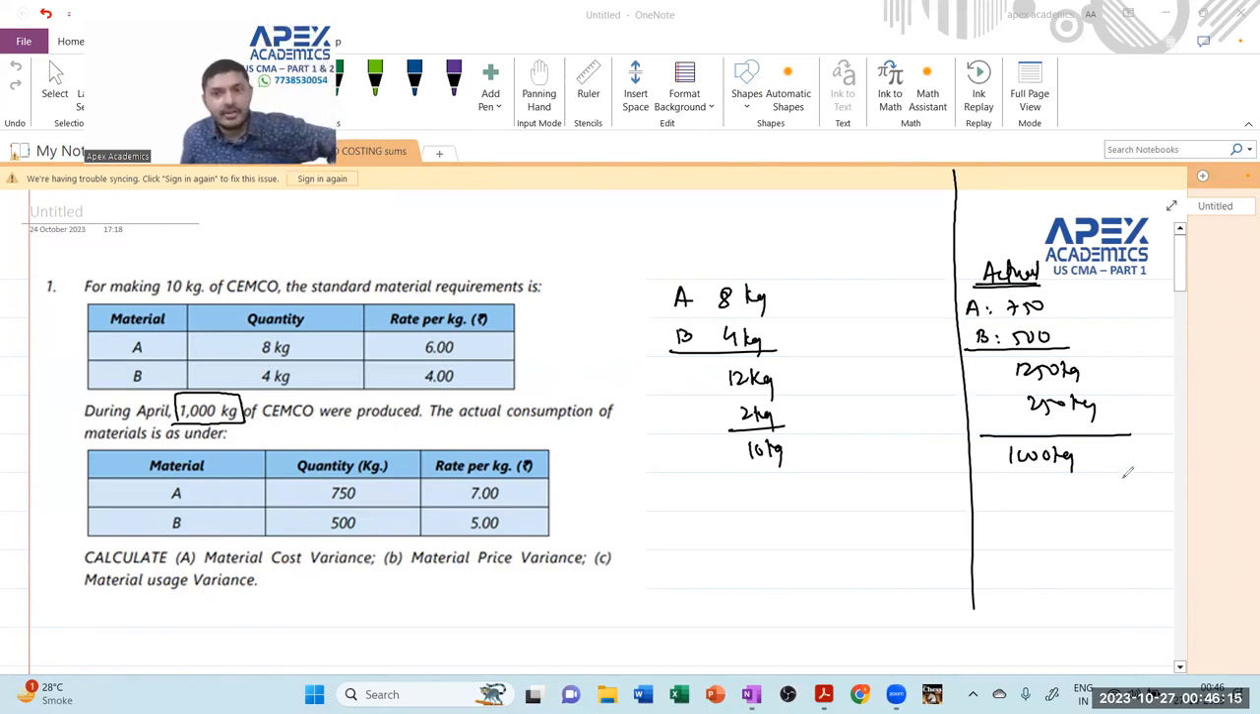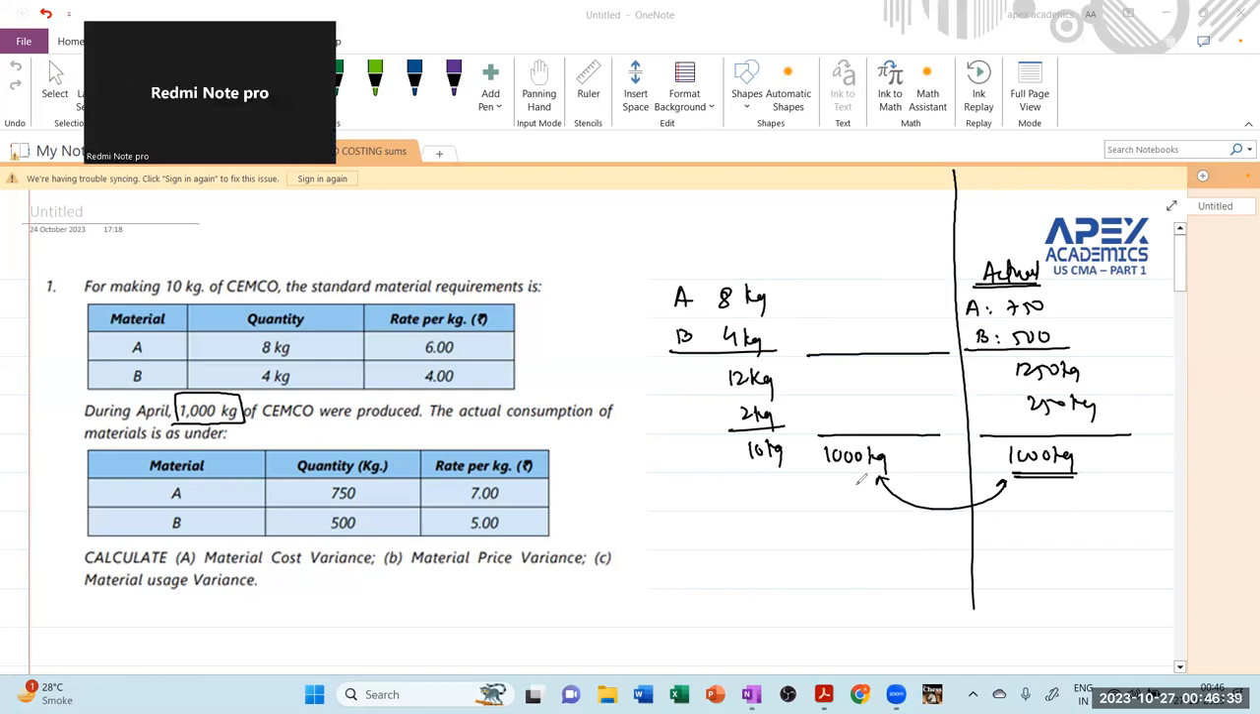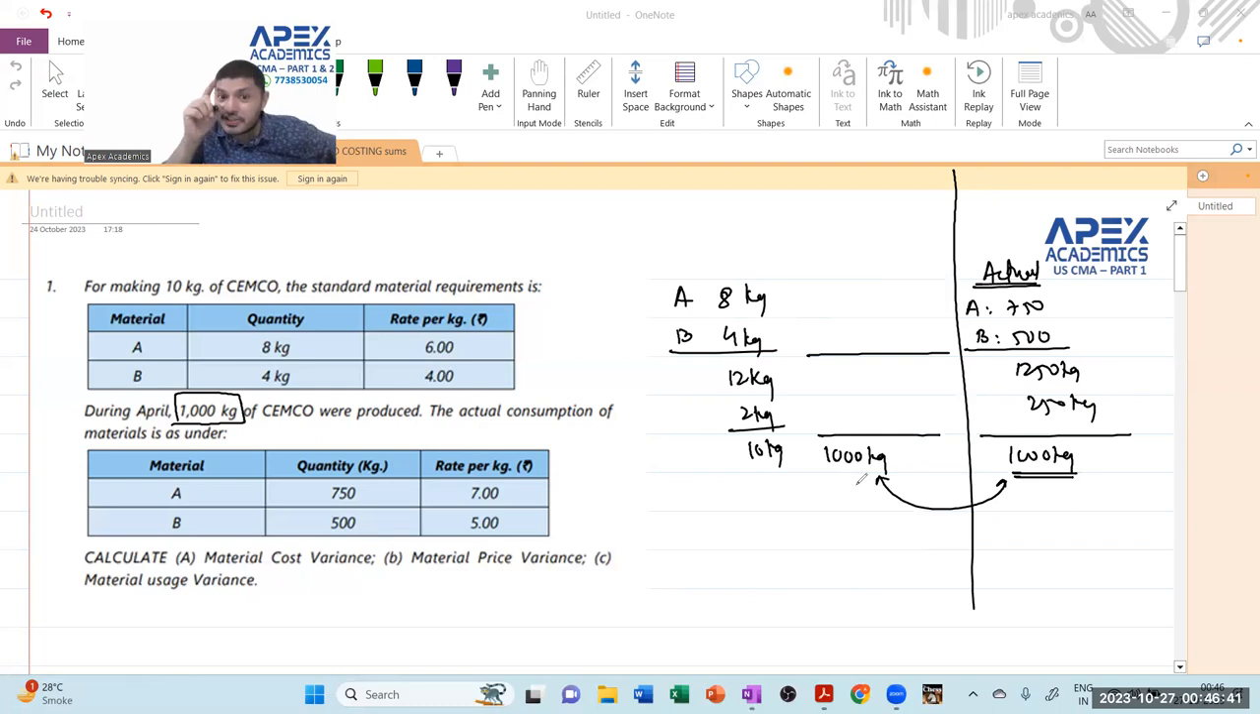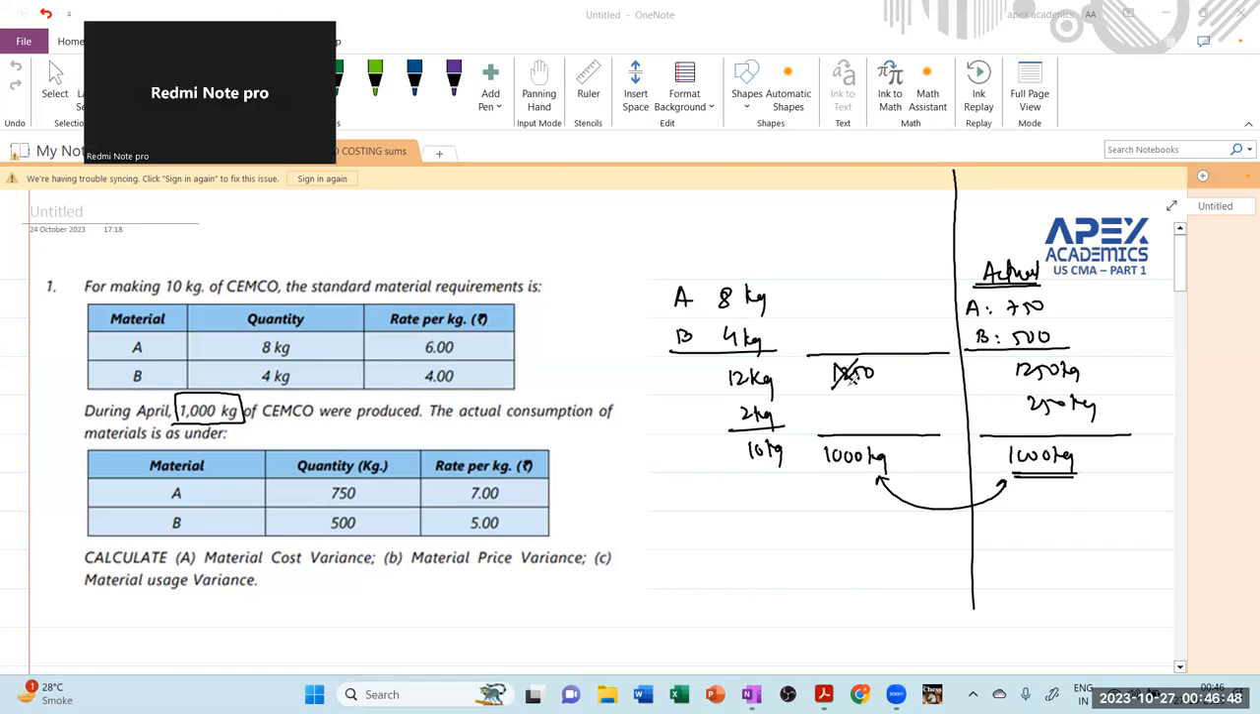Now, my assumption is, see here, I want output of how much? 1000. Correct? So here, can I write 1000 kg? Comparable? Agreed? Yes, 100%. Okay. As per standard, will it be correct if I write 1250 here? No, it will not be correct. It will be wrong.